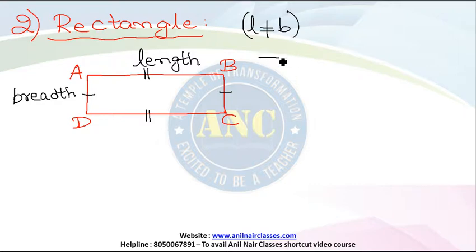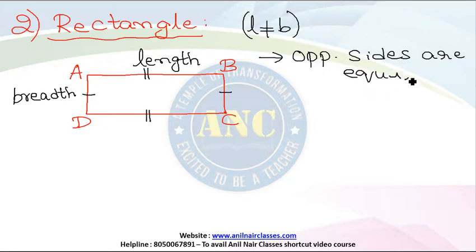And as I already said, opposite sides in a rectangle will always be equal, right? And what will be the area of this rectangle? I already told you that the area of a square is side into side. Here also it is the same thing. A rectangle is also like a square, but the only little difference is length becomes not equal to the breadth in this case. That means here also area is side into side.